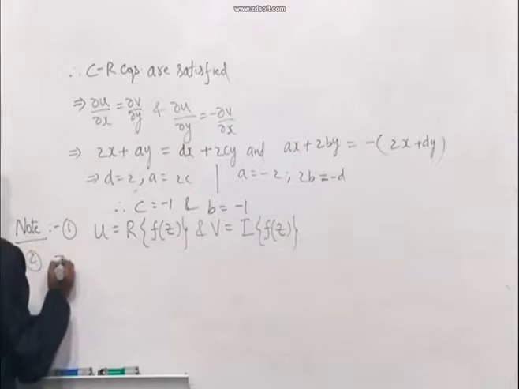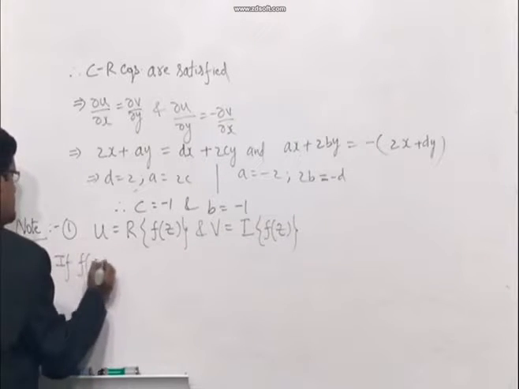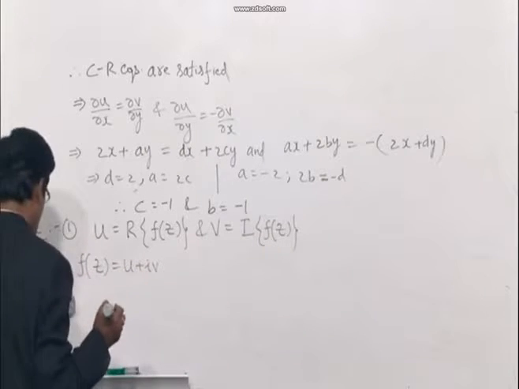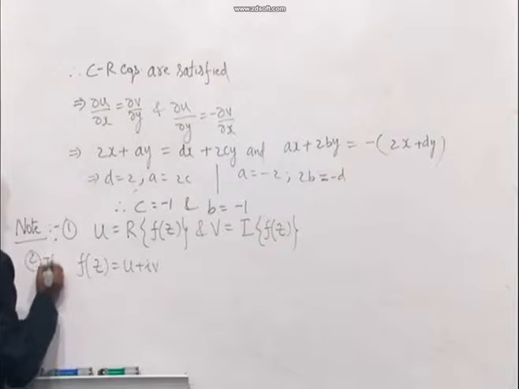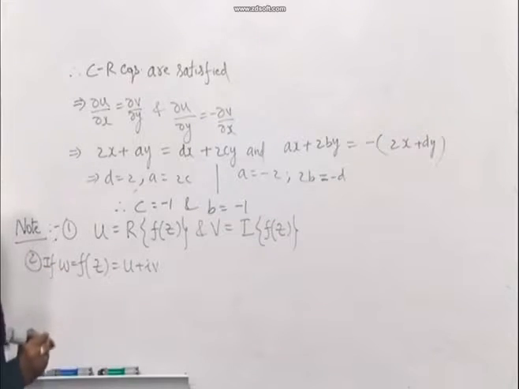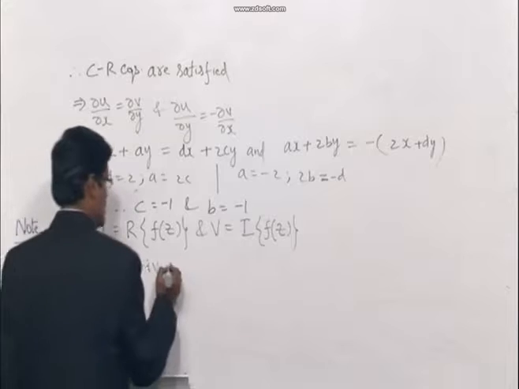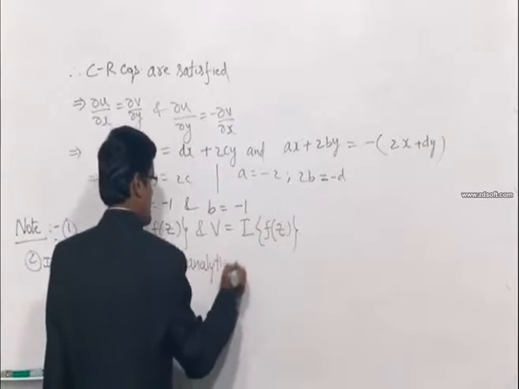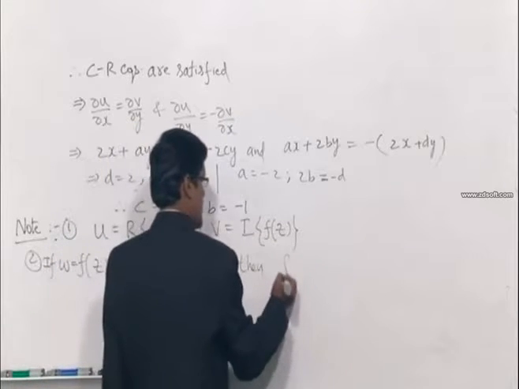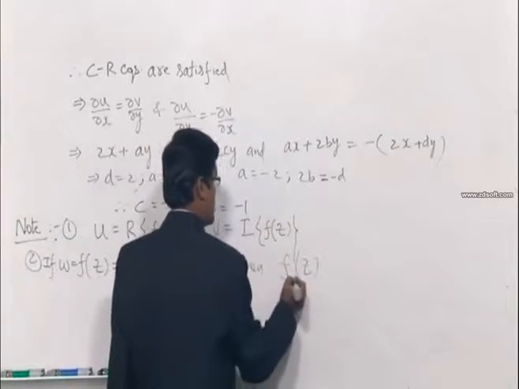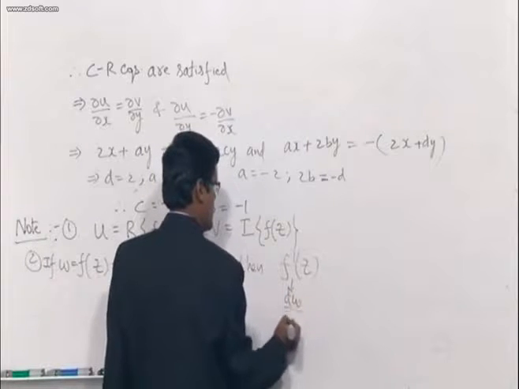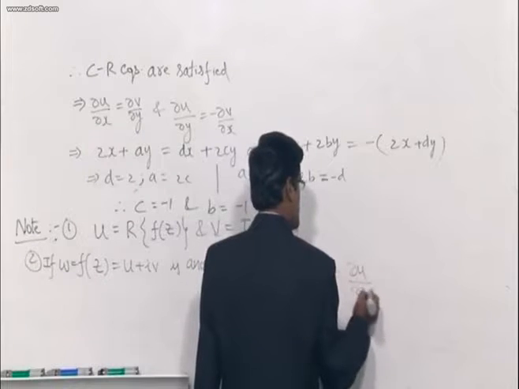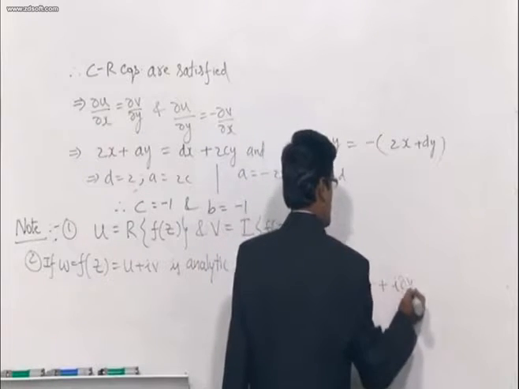Second point. If f of z is equal to u plus iv, or you can write w, if w is equal to f of z is equal to u plus iv is analytic, then f dash z, the formula for finding f dash z, which is also dw by dz, is equal to dou u by dou x plus i dou v by dou x.